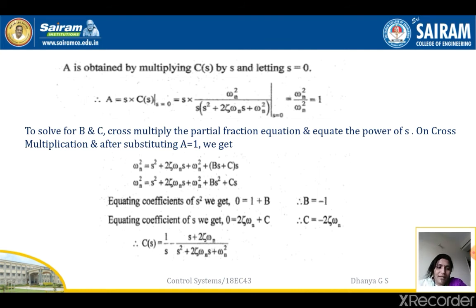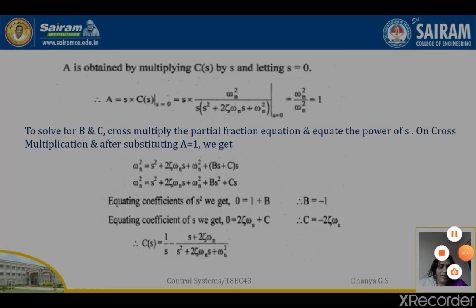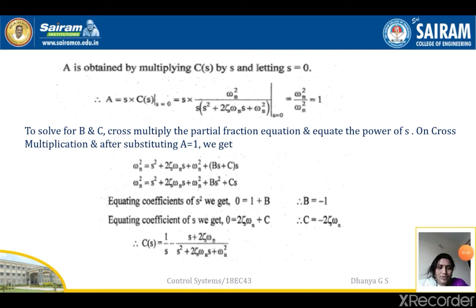So we have to apply the partial fraction equation to find out the A, B and C values. A is obtained by multiplying C of s by s and letting s equal to 0. Previously also we have seen the method is the same, only the equation is varied. So A is equal to s into C of s while setting s equal to 0. You can see the equation over here, s will get cancelled, remaining is omega n square divided by s square plus 2 zeta omega ns plus omega n square. If you substitute s equal to 0, the s square and 2 zeta omega ns terms will vanish and remaining will be omega n square divided by omega n square, which is equal to 1. So you got A as 1.